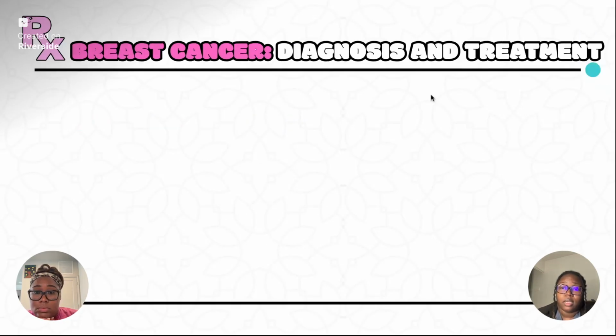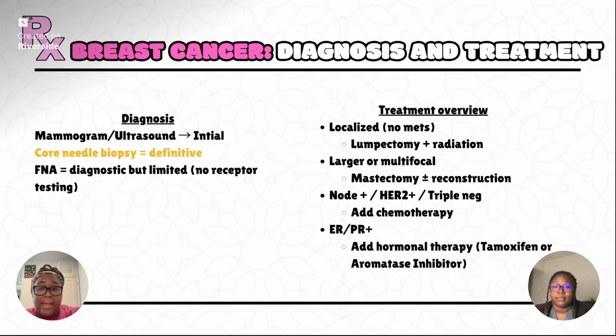And then real quick, diagnosis and treatment. The first lines are going to be your mammogram and ultrasound. Ultrasound is actually going to be first. Mammogram is recommended at a certain age, but if you have any suspicious masses or lumps, you're going to start with ultrasound.